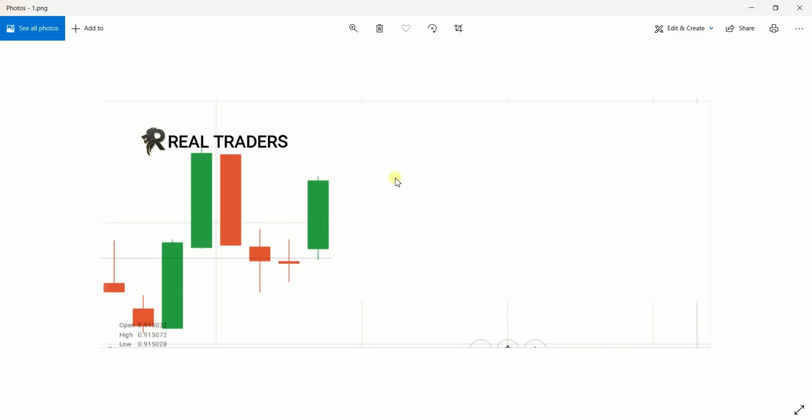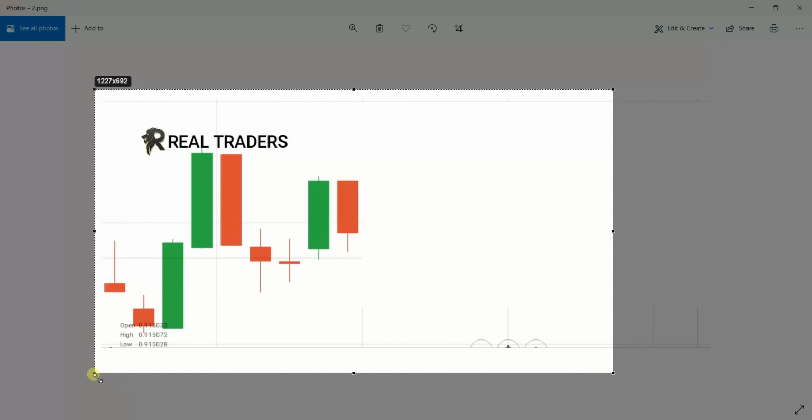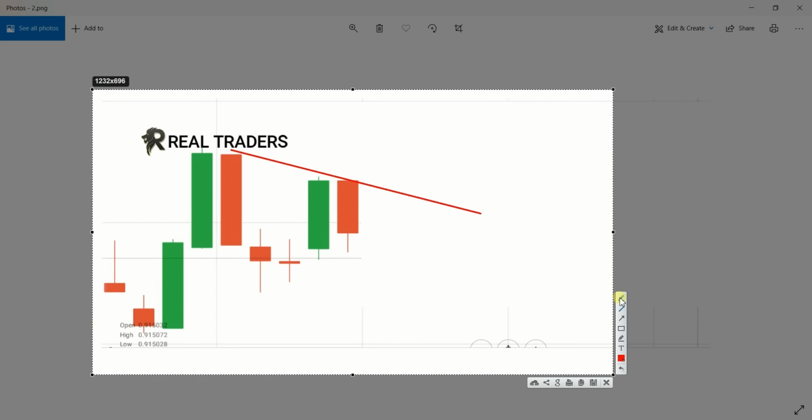So we cannot trade here because we don't have any confirmation about buyers or sellers, so we don't know what will happen. So we need to wait and see how the next candle will close. Okay, so you can see there is a bearish candle. So now what is our level? You can see there is a resistance here, right? A trend line.